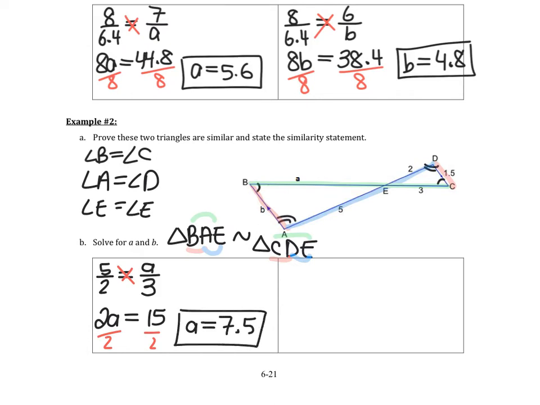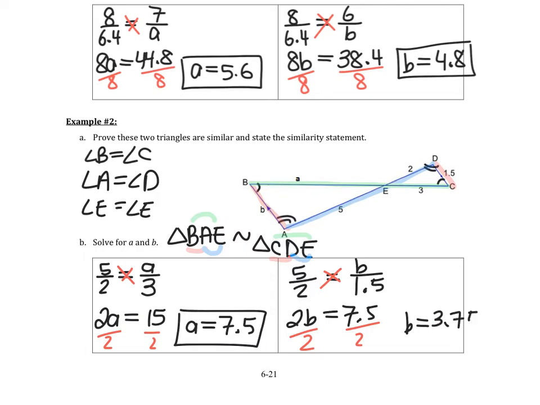And let's do the same thing for side B. I'm going to use the same 5 over 2, but now side B is in my red lines. So that's BA and DC. So I'm going to have B over 1.5. Again, B is going to stay on top so that we have that left triangle on top. Now we can cross multiply. 2B is equal to 5 times 1.5, which is 7.5, and divide out the 2 just like before. And we're going to get 3.75. And that's it.